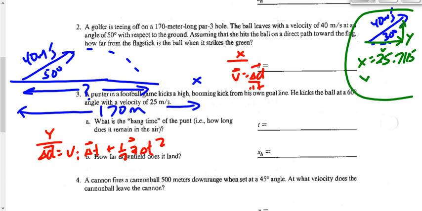The y component, by the way, is 40 sine 50. 40 sine 50 is 30.6418. So now we're going to say x is 25.7115. Now I think we're back on track here.